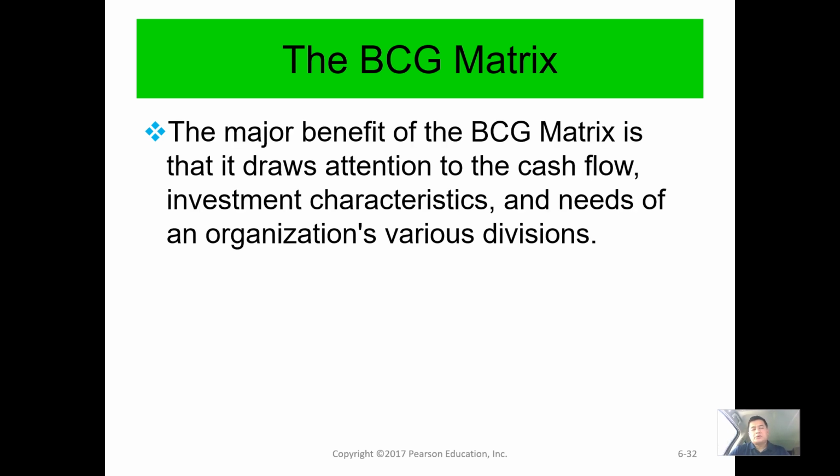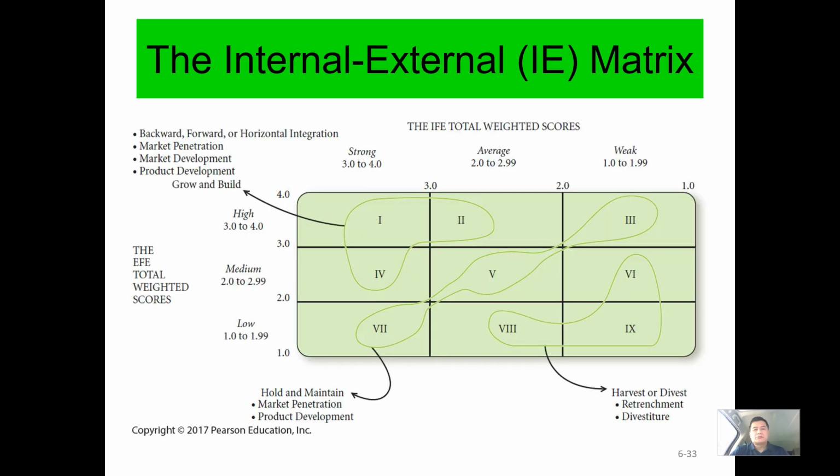The major benefit of the BCG matrix is that it draws attention to the cash flow, investment characteristics, and needs of an organization's various divisions. Next, the internal-external matrix is another model for analyzing the internal and external situation of a company or organization.